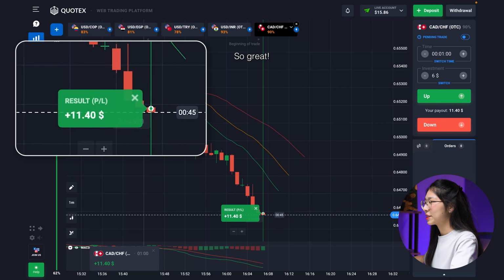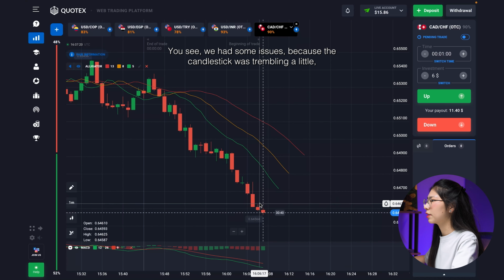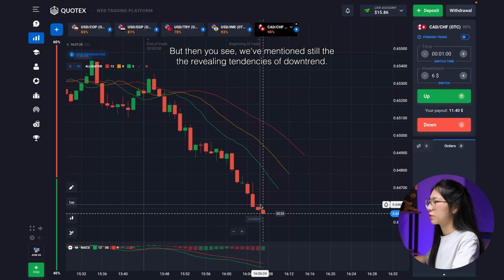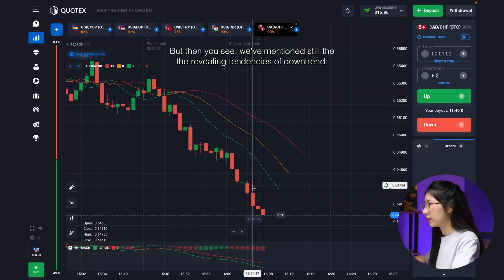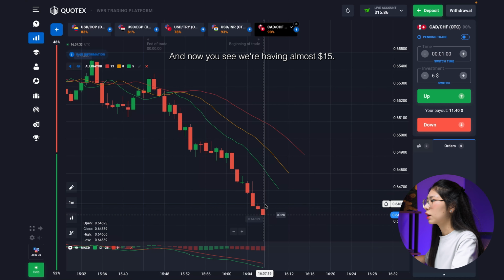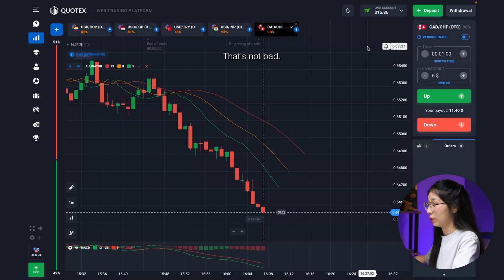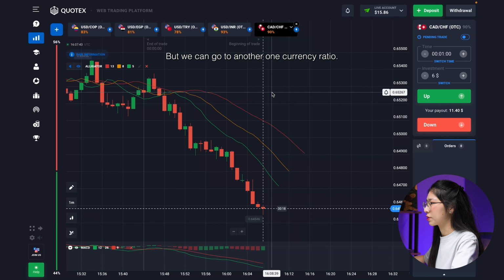So great guys, you see we had some issues because this candlestick was trembling a little, and I thought that we need one of the green color candlesticks. But then you see we've mentioned still the revealing tendencies of a downtrend. And now I see we have almost $15 in my account, and that's not bad. Not bad for us, but we can go to another currency pair.